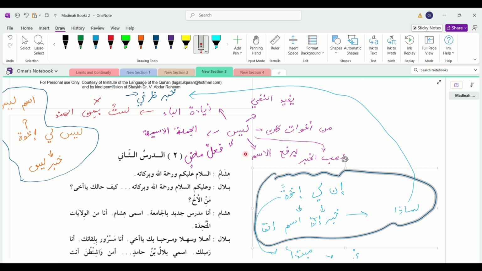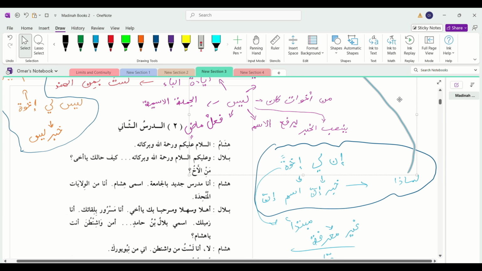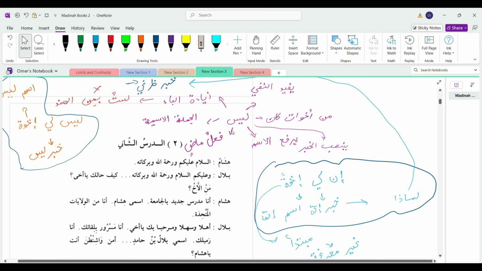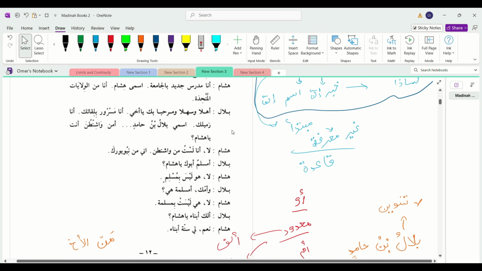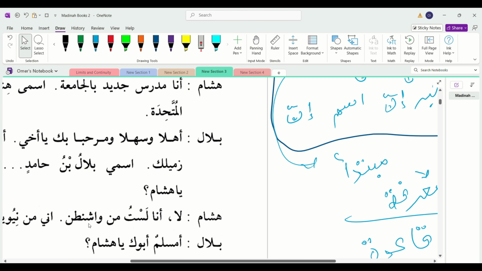And it gets an extra ba, or the harful jar, which we're going to study later on. So I believe we should continue with the conversation more before we study these rules. So أنا لست من Washington.